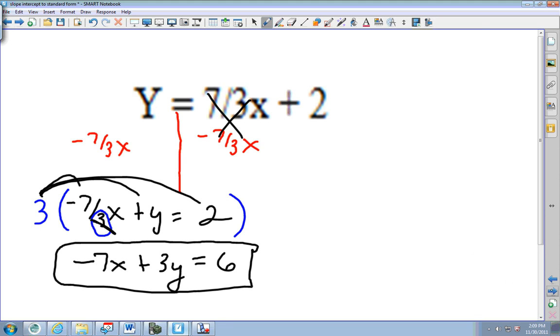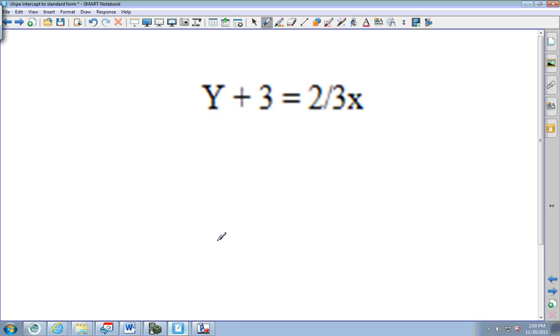The next one, the last one on this. All right, this is that weird thing where I've got to do a couple different things to move it. First off, I need to move this 3 back over to the right-hand side. So I'm going to subtract 3 from each side. These cancel. I get y equals 2/3 x minus 3.